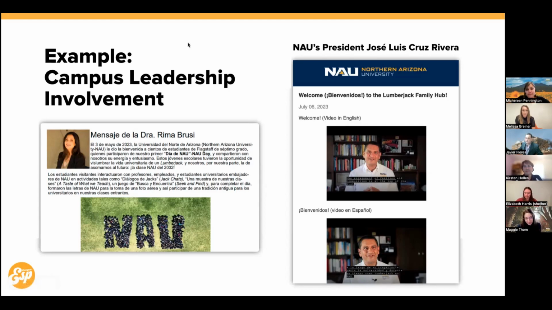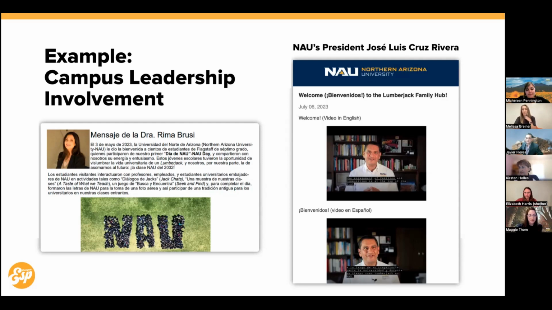So an example on this slide is showing our welcome video. This goes out to people who sign up for the Lumberjack Family Hub. And it's our president talking to families about the hugely important role that they play in the success of their student, and how we as an institution really want to help support them on that journey as well.